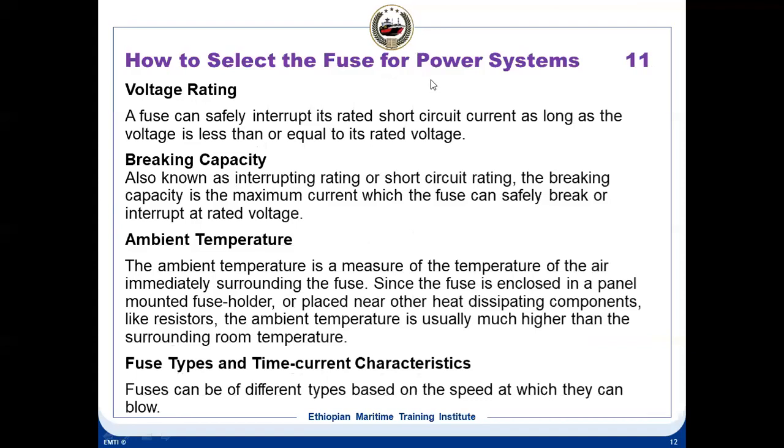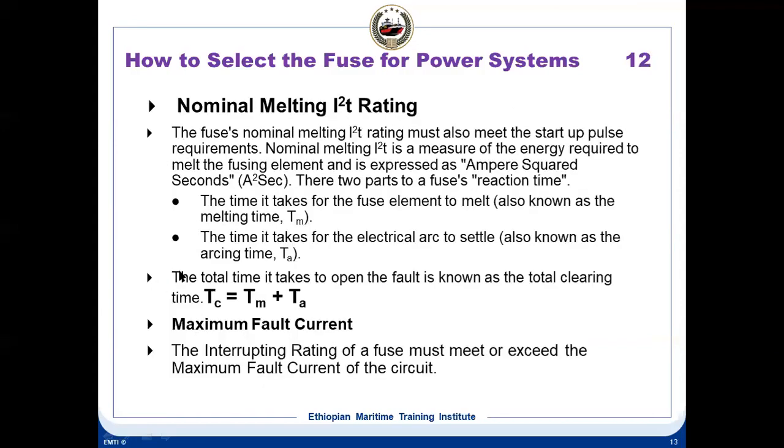So how do you select the fuse for power systems? One is the voltage rating, breaking capacities, ambient temperature. As I told you, ambient temperature is also very important, because ambient temperature is a measure of the temperature of the air immediately surrounding the fuse. Since the fuse is enclosed in a panel mounted fuse holder or placed near heat dissipating components like resistors, ambient temperature is usually much higher than the surrounding room temperature. So this is very important, ambient temperature also.